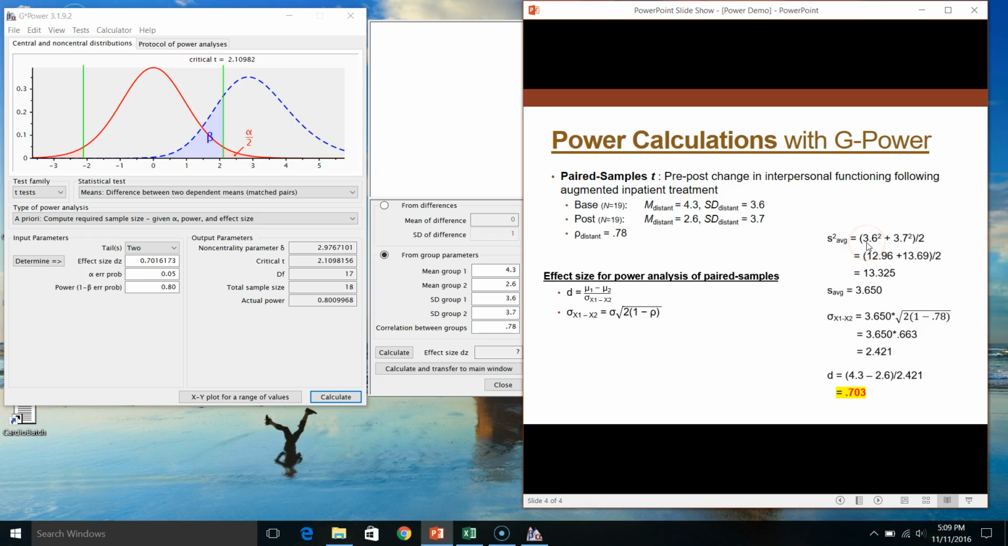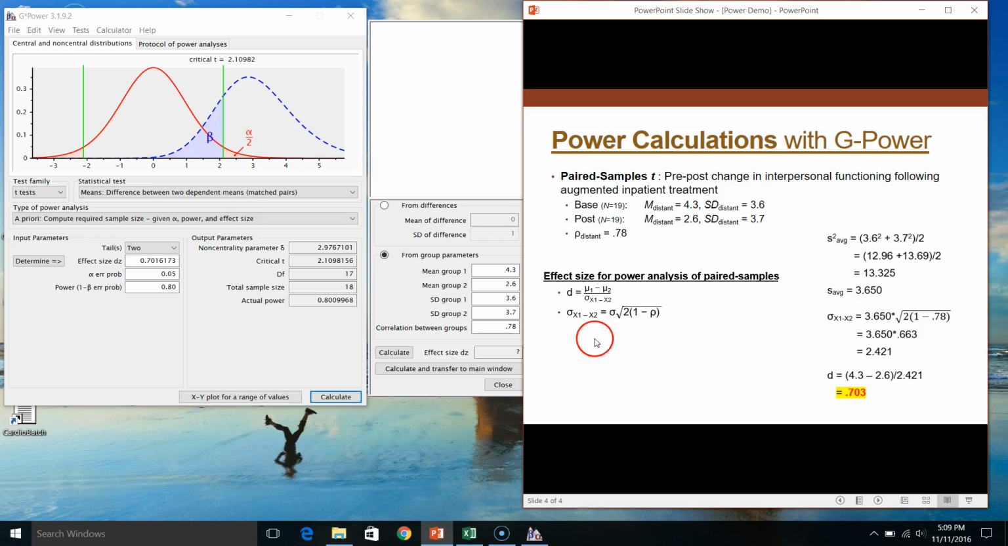Our average variance, again, important. Remember that when we're averaging, we're always starting with a variance and then we're going back through and grabbing our standard deviation after we've averaged the variance. The square root of the average of your variances isn't going to be the same thing as the average of your standard deviations, not the same figure. Always want to make sure that you're starting with your variances. But if we do this and we take 3.6 and square that, plus 3.7, square that, divide it by 2, we get an average variance of 13.325. Take the square root of that, gives us an average standard deviation of 3.65.